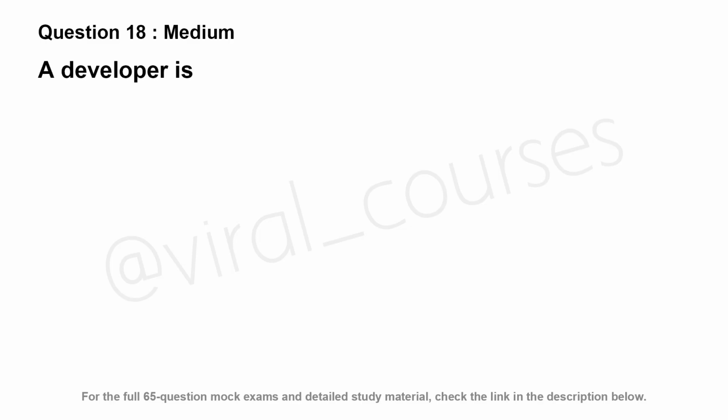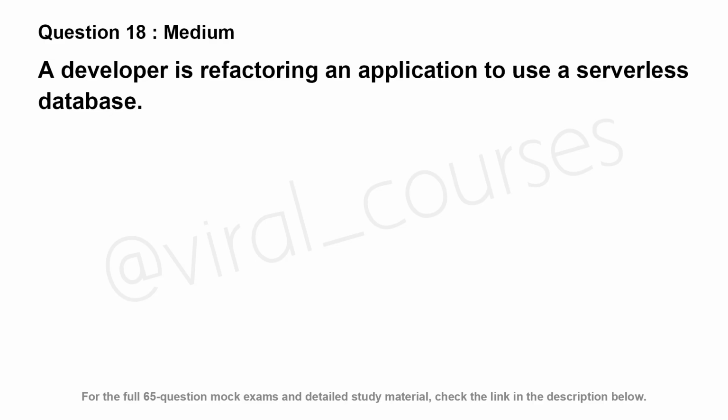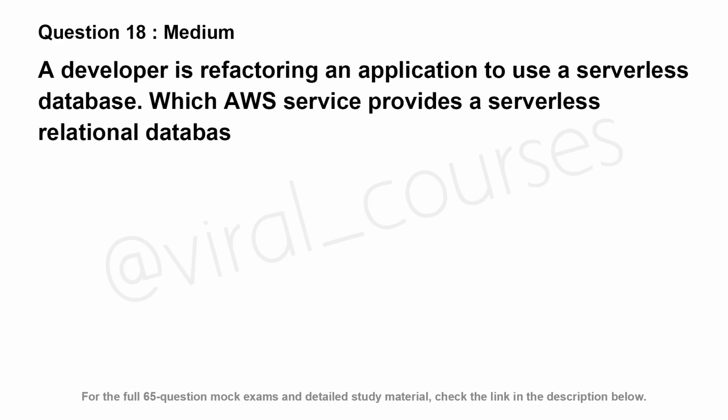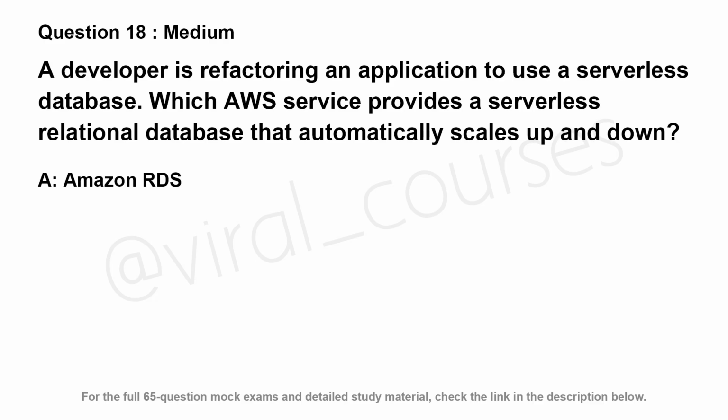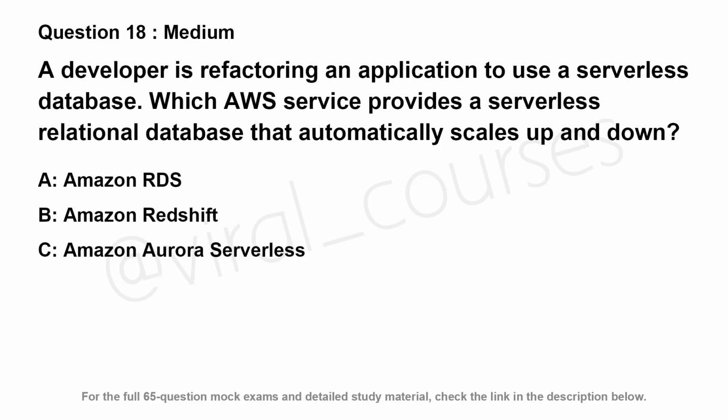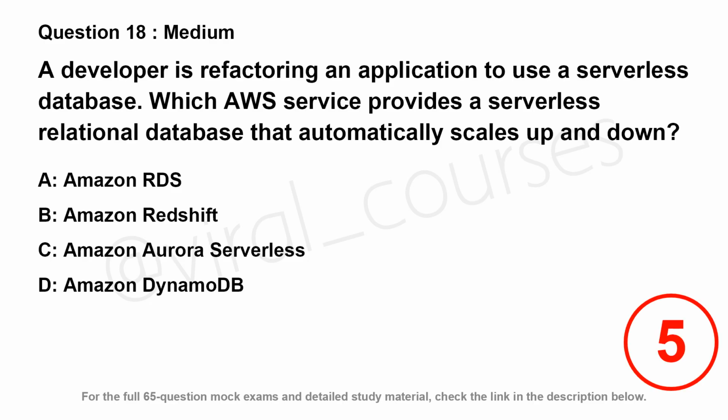A developer is refactoring an application to use a serverless database. Which AWS service provides a serverless relational database that automatically scales up and down? Option A, Amazon RDS. Option B, Amazon Redshift. Option C, Amazon Aurora Serverless. Option D, Amazon DynamoDB.